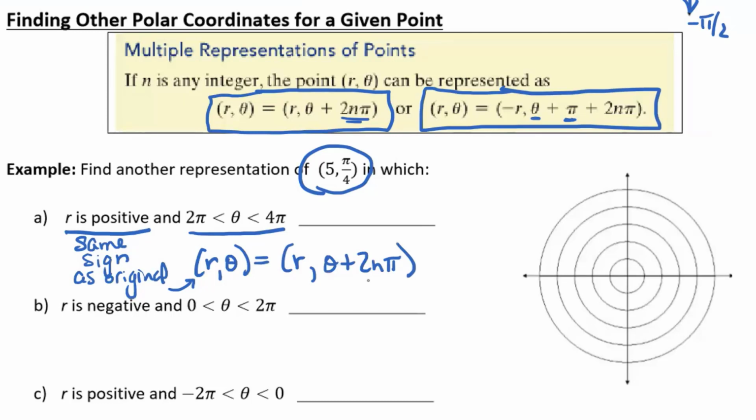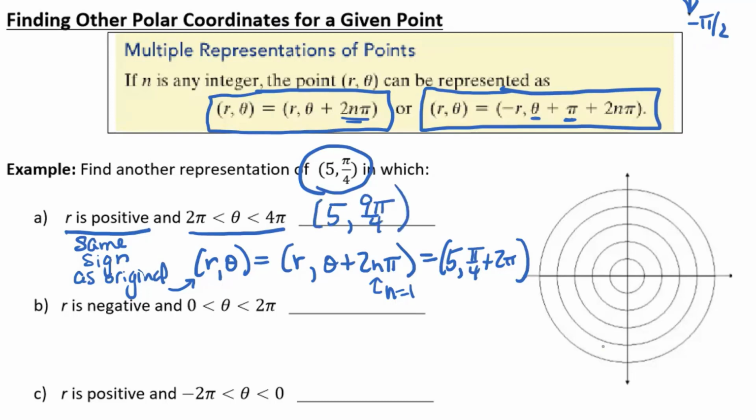What multiple of 2 pi do we want to add to pi over 4 so that we will end up somewhere between 2 pi and 4 pi? Do you want to let n be 0, 1, 2, -1, -2, -3? What do you want to do? n equals 1, right? Isn't it true that if we start at pi over 4 and go one time around, we're going to be just past 2 pi? R is going to be 5, and then we're going to have pi over 4 plus 2 pi, 9 pi over 4. Yeah, good. So we're going to have the point labeled (5, 9 pi over 4).